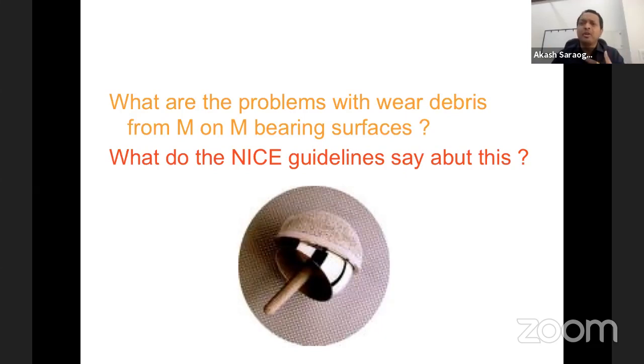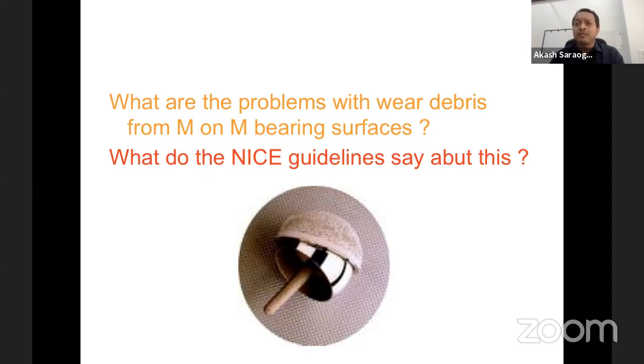There are different terminologies that you will hear: pseudotumors, ALVAL, which is aseptic lymphocytic vasculitis-associated lesion, but there is only one term used now, which is ARMD, adverse reaction to metal debris. So this metal debris causes an adverse reaction in the form of soft tissue problems. The soft tissues literally melt away, and that was the main problem with metal on metal.